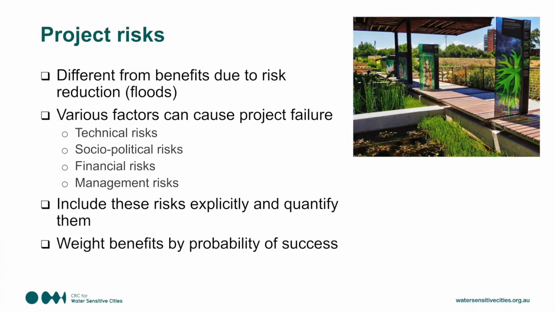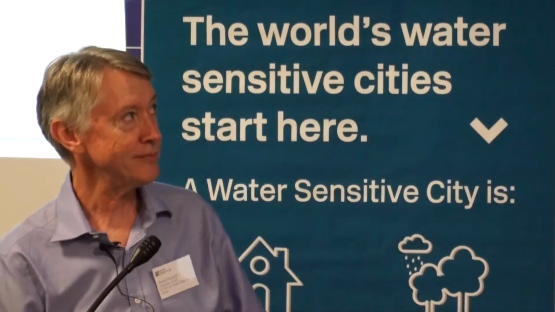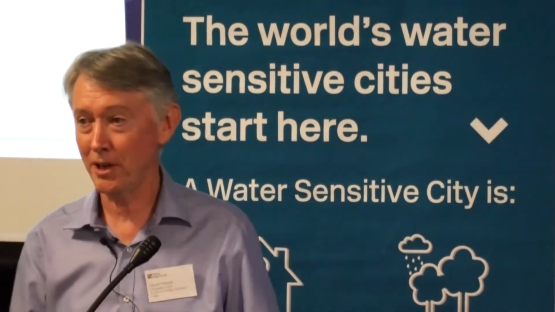These project risks are not the risks that we're trying to avoid with the project, like the flood risk. This is what could go wrong that would mean this project fails. It could be for technical reasons, socio-political reasons, financial reasons, managerial reasons. We'll try and identify those explicitly, have some subjective quantification of those, and weight the overall results by the probability of success. My time is running away from me, so let me zoom along a bit.